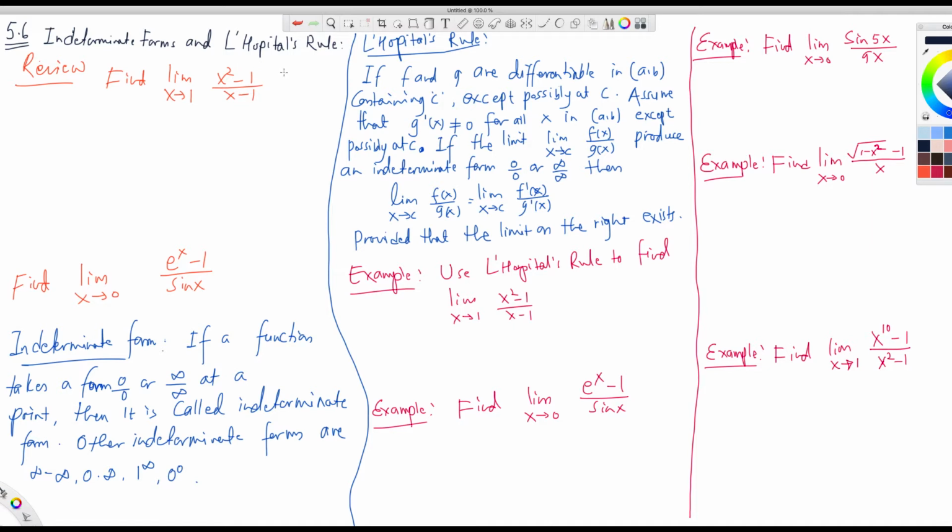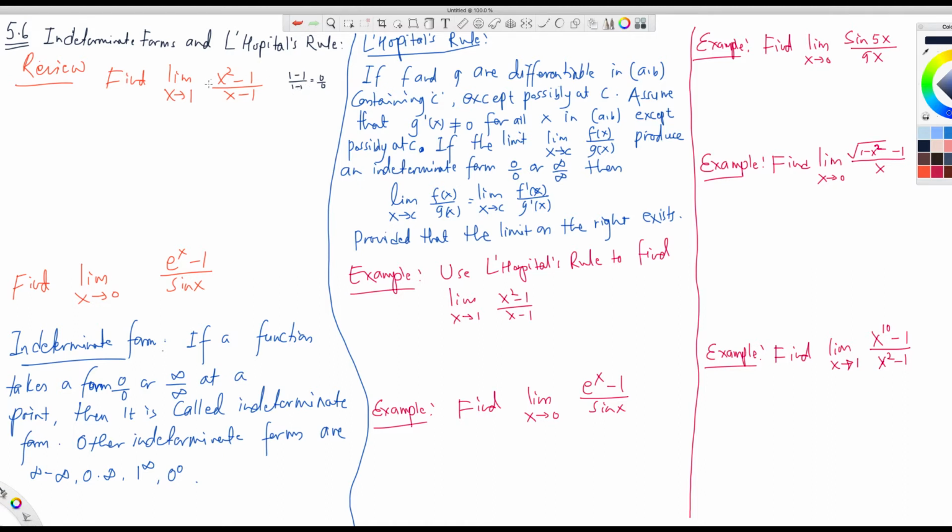You get 1 squared is 1, minus 1, over 1 minus 1. That will be 0 over 0. So if you get the form 0 over 0, we call it an indeterminate form. We don't know how much that is. Is that a big number or a small number? Is that 1? No, it is not 1. So we don't know what that number is, and this type of form is called an indeterminate form.